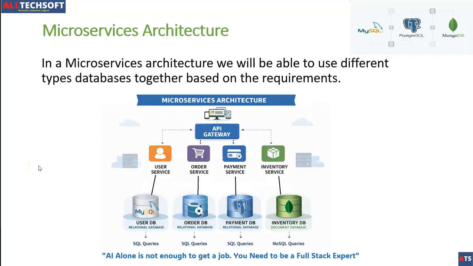This is a sample microservice architecture. I just put it here to describe how these three databases which we mentioned can coexist in a microservice architecture. Here, see the front end is connecting to the services through the API gateway. The user service is using MySQL. Order service is using some other database, and the payment service is using PostgreSQL. And the inventory is using MongoDB.